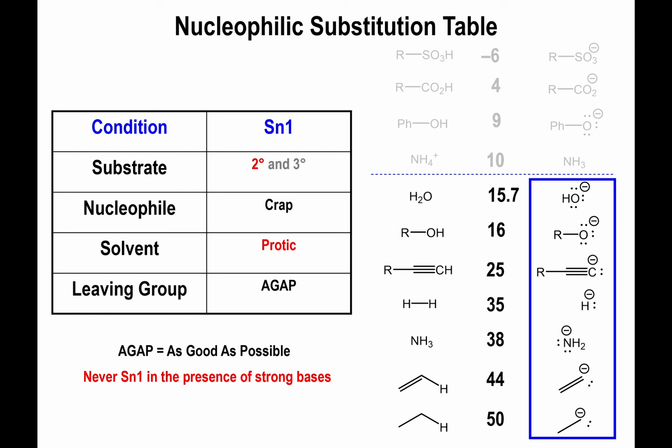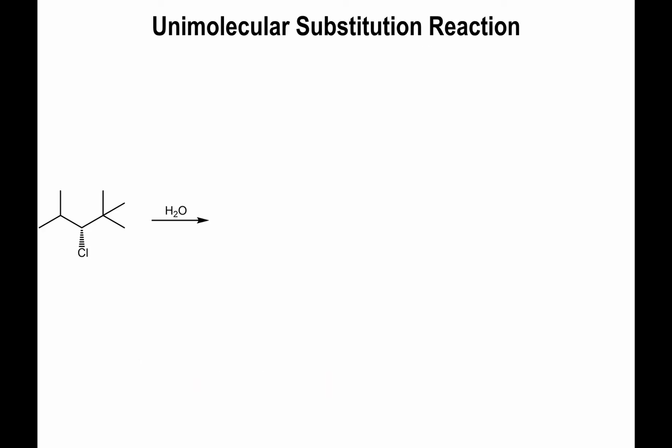You're trying to, in essence, change the pKa, go from high pKa to low pKa all at once. It's just not going to happen. So this is the main reason why those strong bases are not really going to play a role in Sn1s. And even if you tried, a different reaction will take place. And we'll talk about that in future lectures.